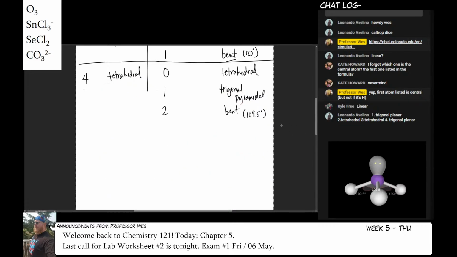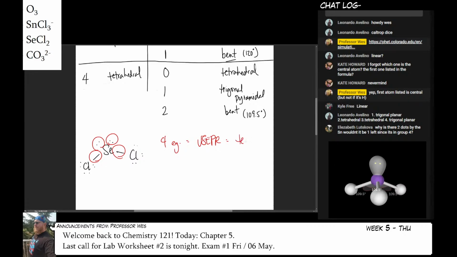We've got SeCl2. That looks like this. How many electron groups are around it? So 1, 2, 3, 4. 4 electron groups. So the VSEPR geometry is tetrahedral.